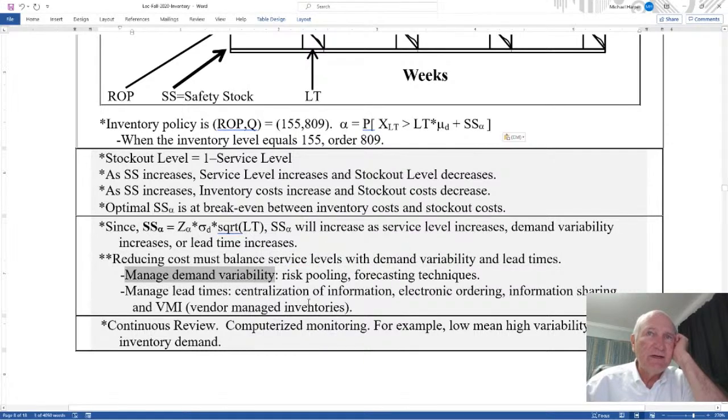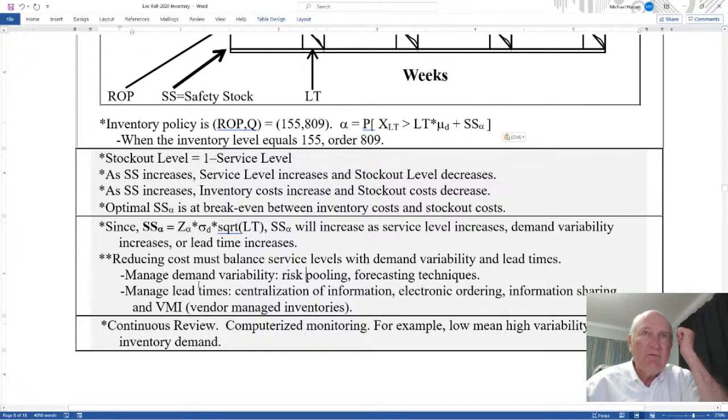Manage demand variability. How do we manage the variability? Risk pooling and forecasting techniques. Risk pooling has to do with the logistics. Forecasting has to do with lowering the variability. With better forecasting techniques, you have better estimates of your demand. Manage your lead times. How do you manage your lead times?